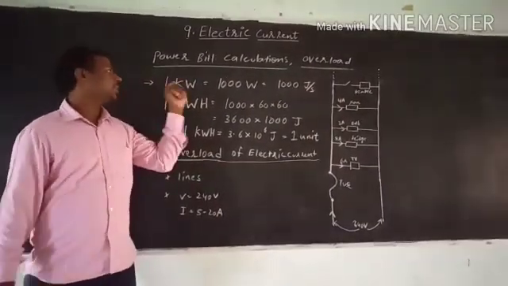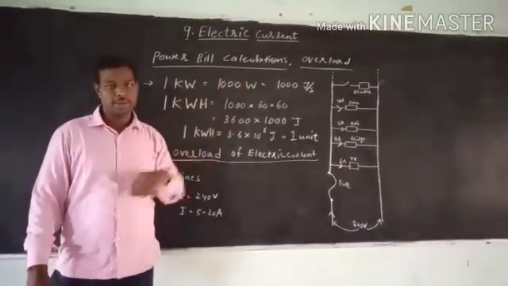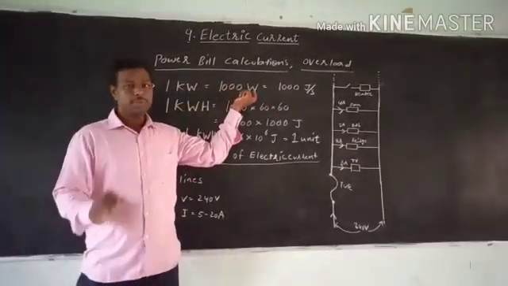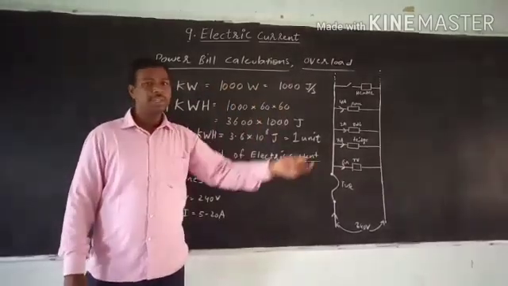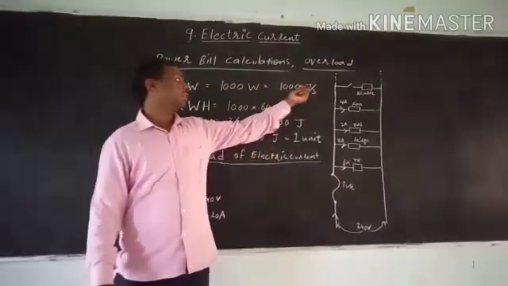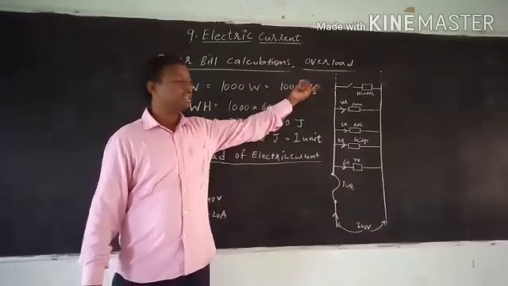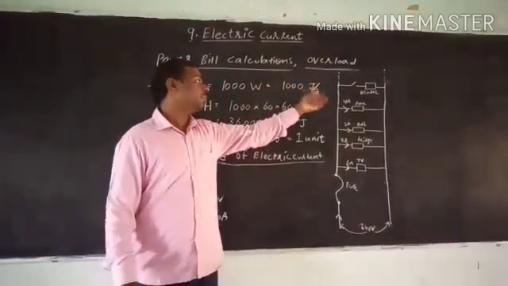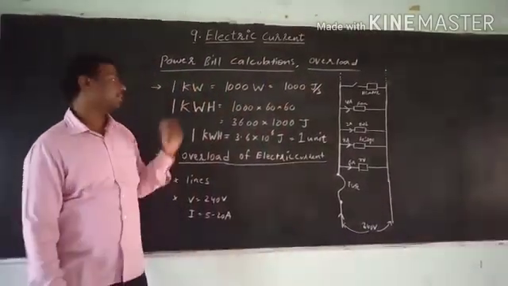1 kilowatt, where kilo is equal to 1000 watt. Watt is the unit of power. We can take it as 1000 joules per second. So 1 watt is nothing but work done by time, that is joule by second, which is 1000 joules per second.